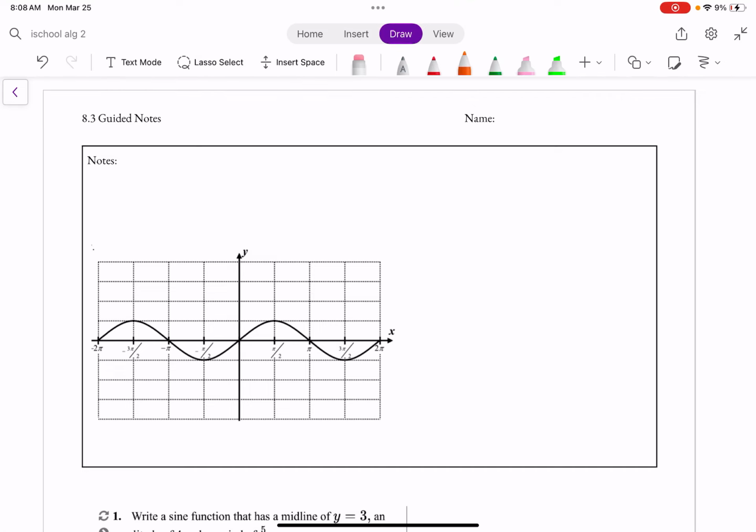Okay, so today is 8.3. The name of this lesson is period and frequency. And so for today, just like 8.1 and 8.2, you need the guided notes, so please make sure you go and grab them. And then let's just quickly review everything we have talked about.